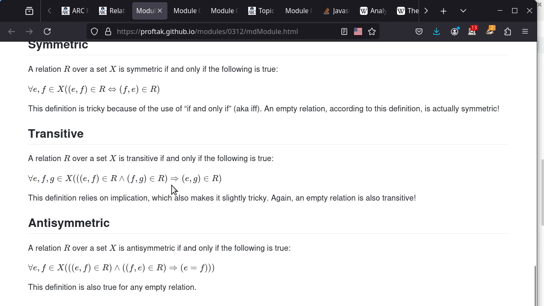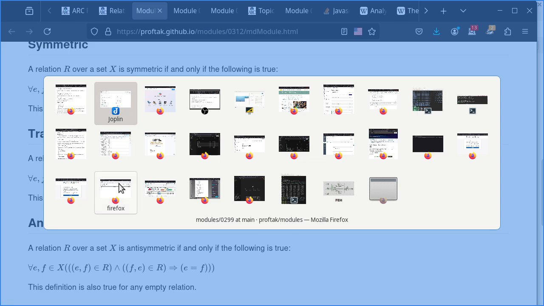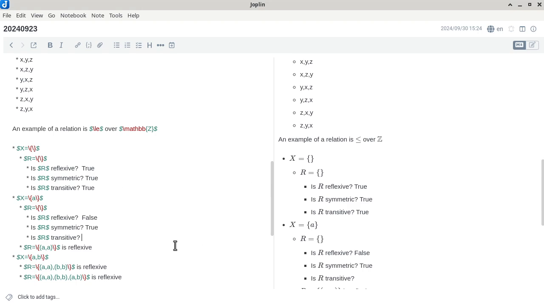If the left is false, then the conjunction has to be false. And when the left-hand side is false, I don't need to know what the right-hand side is, because if the left-hand side of an implication is false, the implication is guaranteed to be true. So that's when I go, oh, okay. Since that's the only iteration I need to go through, in this case, this particular R is also transitive.